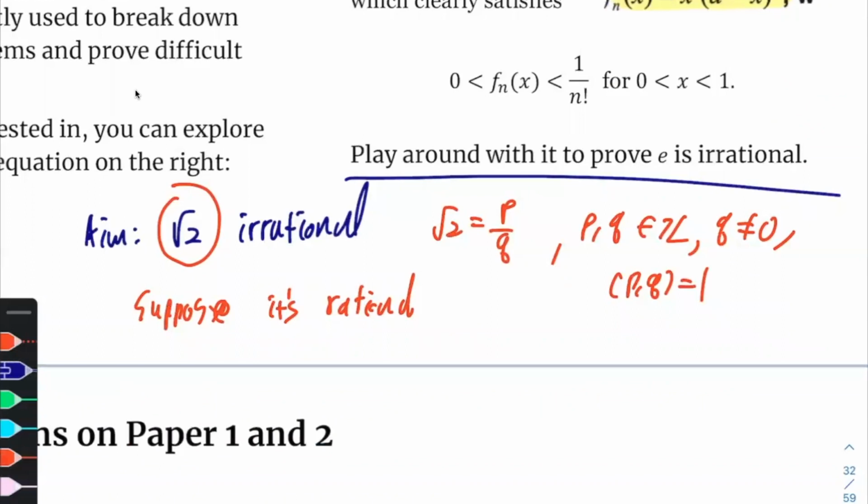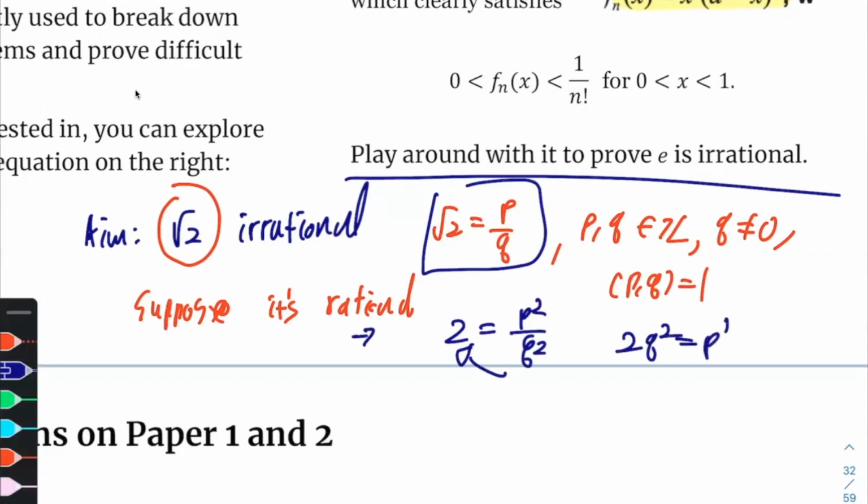And if I just fast forward, if you square both sides, then you get 2 is equal to P squared over Q squared. So if you rearrange, 2Q squared is equal to P squared. So hold on a second, look at this. It says P squared is a multiple of 2. What do we call an integer that is a multiple of 2, such as 2, 4, 6, 8, 10? Exactly, even numbers. Thank you very much. It's an even number. Good job.